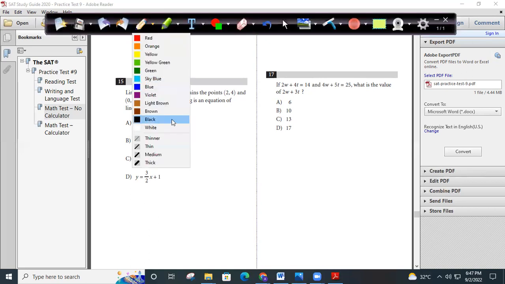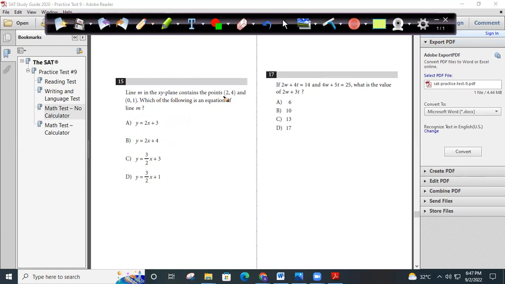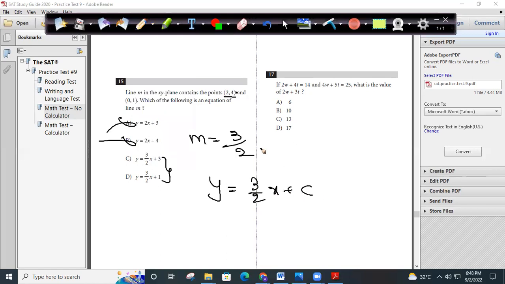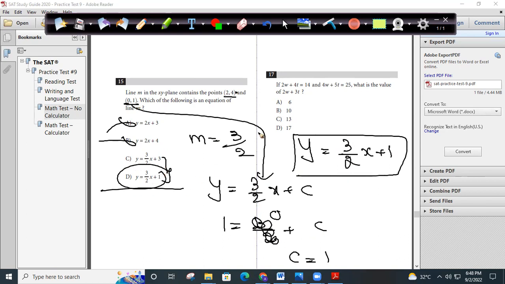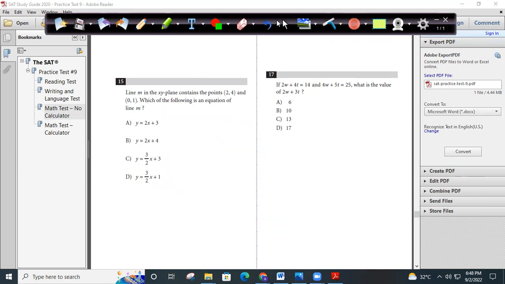Now see the 15th question. Line M in the xy plane contains the points given. Simple, they give 2 points. So find the slope. 4 minus 1 is 3, 2 minus 0 is 2, so 3 by 2 is the slope. There are 2 lines with that slope, so A and B are gone. Y is equal to 3 by 2 x plus c. To solve for c, plug in any one point. When x is 0, y is 1, so 1 is equal to 0 plus c, therefore c is 1. So equation of line is y is equal to 3 by 2 x plus 1, which is D for Delhi. D for Delhi is my perfect answer.